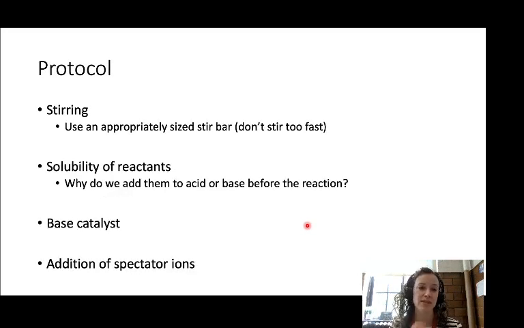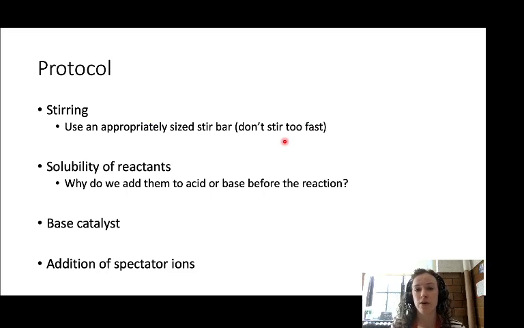Let's talk about a couple different steps in the protocol that will be important this week. You'll notice that in almost all of the steps of this reaction, it mentions stirring. Some of us found out earlier in this semester that we have to choose an appropriately sized stir bar. If you choose a stir bar too small, the reaction won't mix thoroughly. And actually, if you choose a stir bar that's too large for your vessel, it also won't stir very effectively. So let's make sure we pick an appropriately sized stir bar. If you're not sure, come check with me.